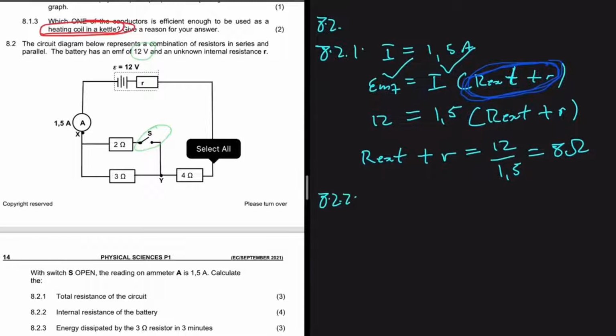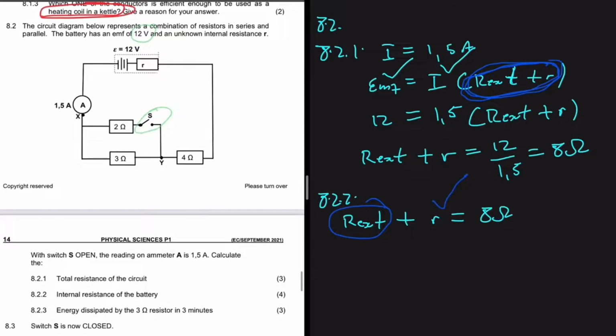And then 8.2.2 says let's determine the internal resistance of the battery. We know now that R external plus the internal resistance equals 8 ohms. So if we can determine R external, then we're going to be able to find R internal. But how can we determine R external? We know fully well that R external equals the resistance in series plus the resistance in parallel.